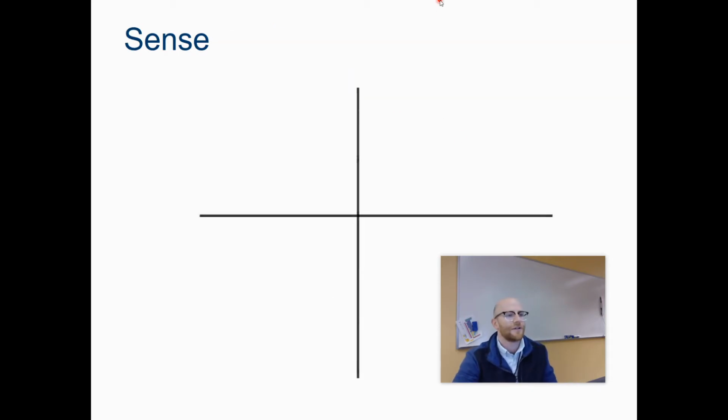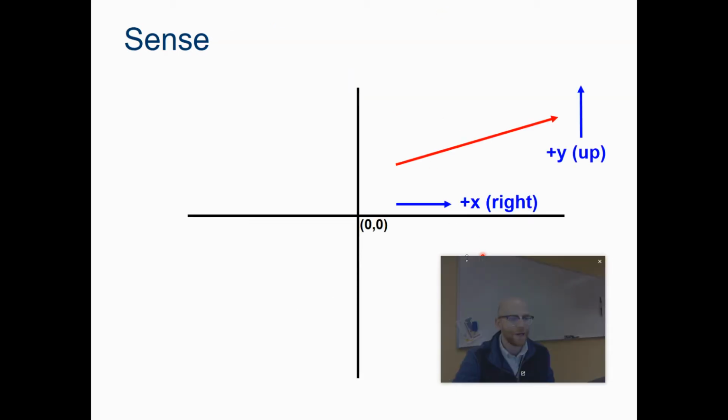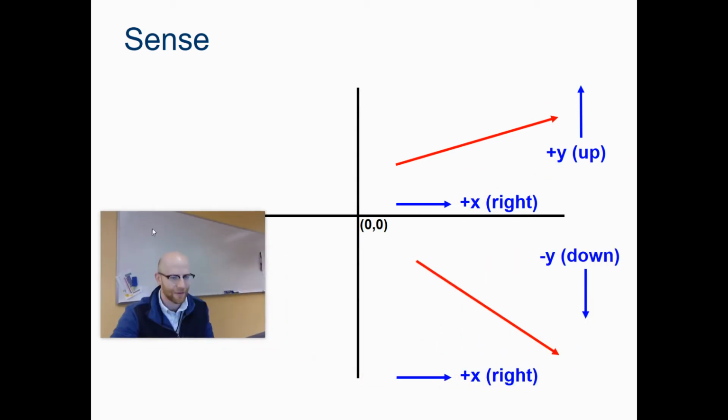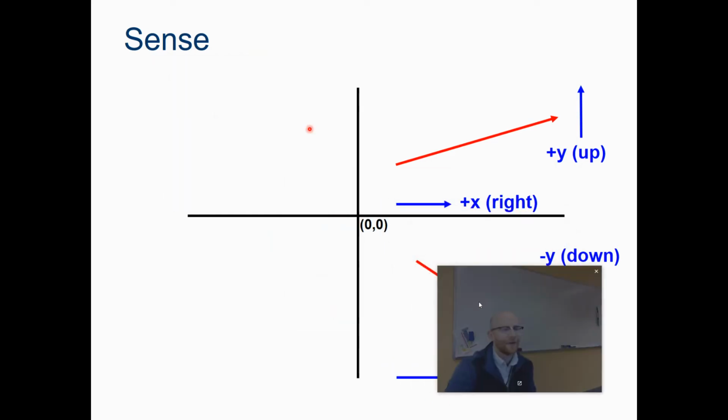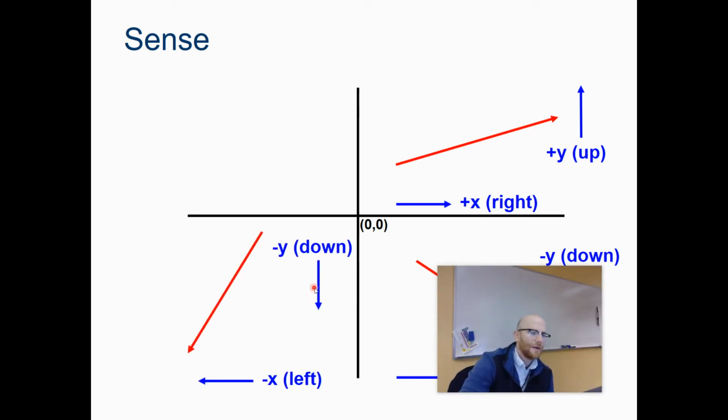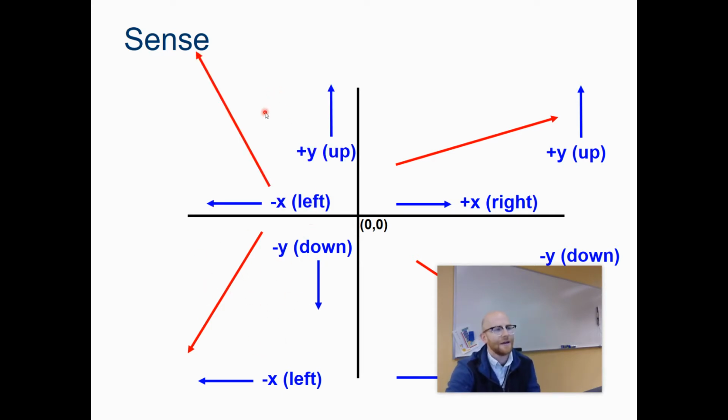So sense. We're talking about the coordinate plane right here with the axis 0, or the origin or reference point, whatever you want to call it. Again, we have right and up. We have both positives. What about over here? We have down and right, so y is negative and x is positive. Then down to the left, both are negative. It's in the third quadrant here. And then the second quadrant is up and to the left, where y is positive and x is negative.